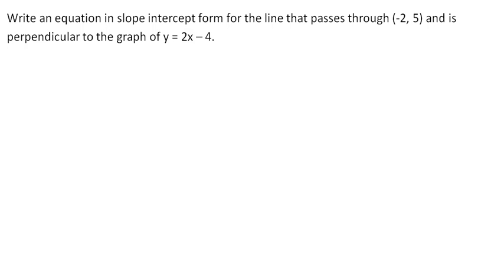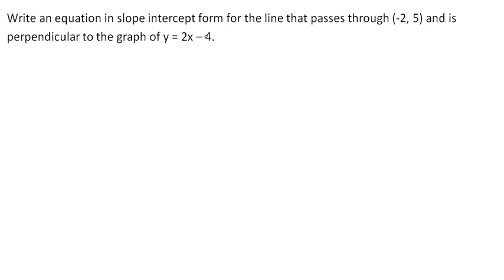Alright guys, today our lesson is going to be about writing an equation in slope-intercept form for a line that is perpendicular to a given line. The equation that we've been given is the graph of y equals 2x minus 4, and we want to write an equation that's perpendicular and passes through this particular point.